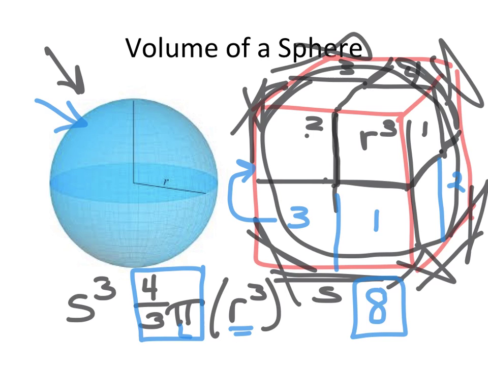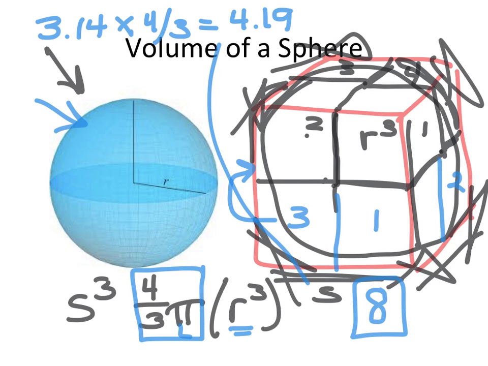Let's think about that. Pi is about 3.14. If we take that times 4/3, we end up with a number around 4.19. Interesting to think about the fact that that is about half of the 8, if we look at it that way. So in one case, we'd be taking r cubed times 8 to get the entire cube, and we'd be taking r cubed times 4.19 to get the volume of the sphere.